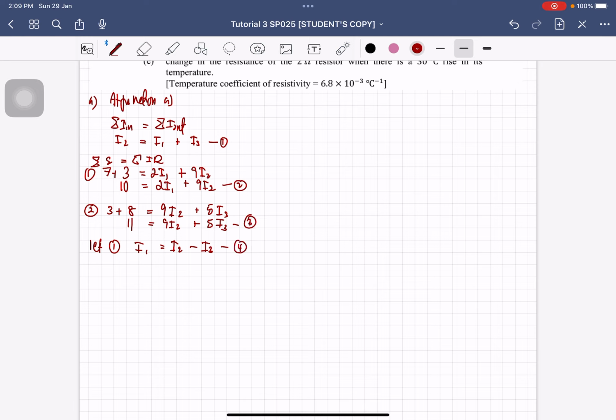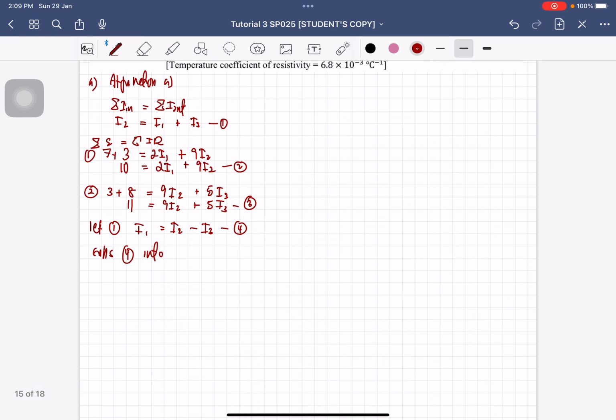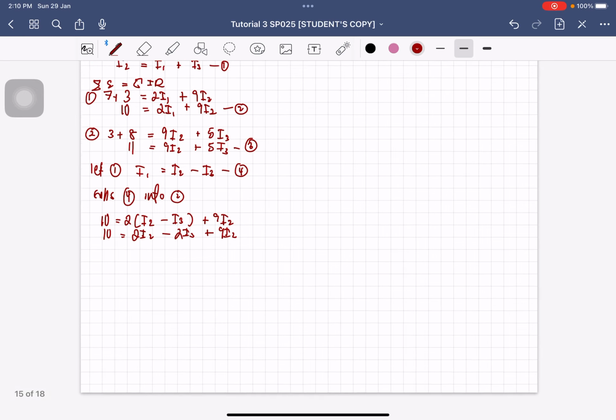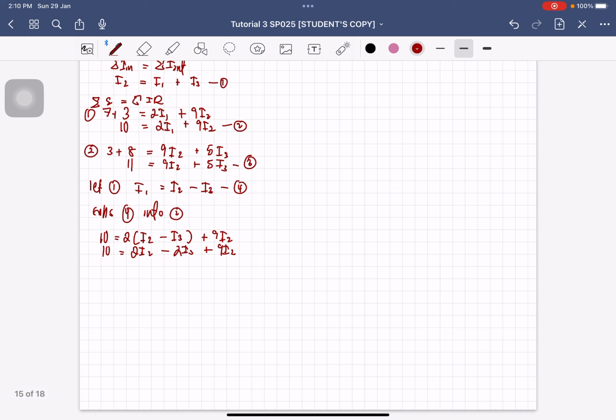This is the fourth equation. So, we can substitute equation 4 into equation 2. Kita mau substitute di mana? Equation 2 kah? Ya, kita substitute di equation 2 dulu lah. Okay? So, it's gonna be 10 equal to 2 I2 minus I3 plus 9 I2. So, this is equal to 2I2 minus 2I3 plus 9I2. So, solve this until kamu dapat one equation.